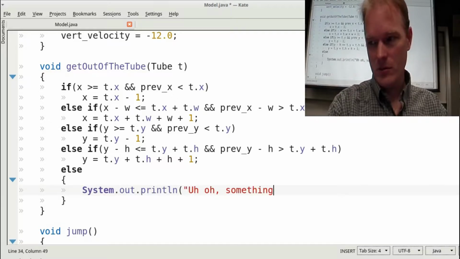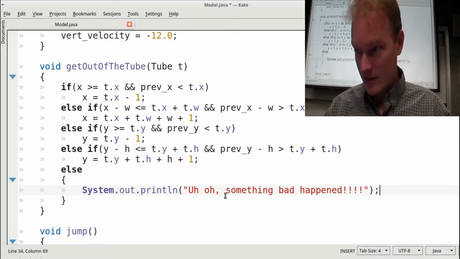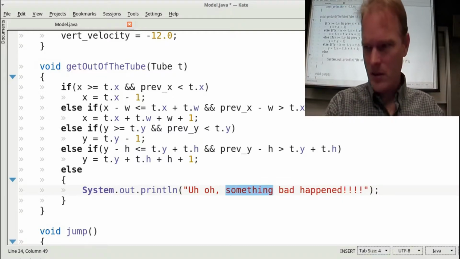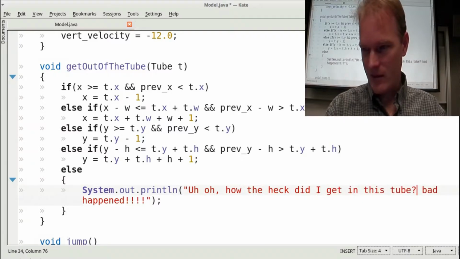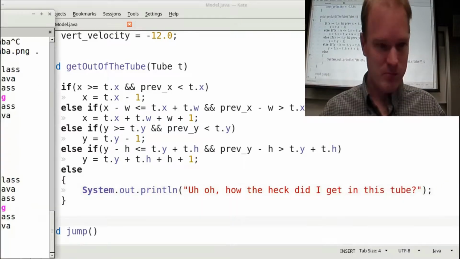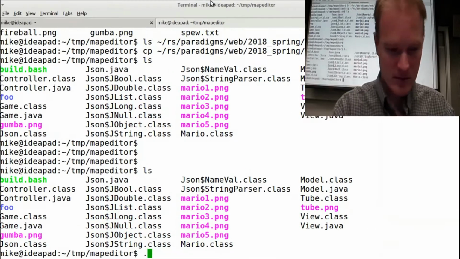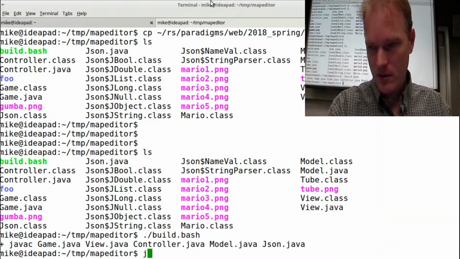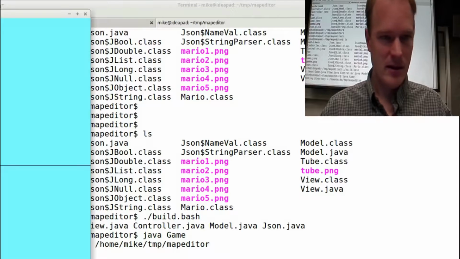Uh-oh, something bad happened. That's not a very informative message. How about, how the heck did I get in this tube if I was already in it? Shall we see if that fixed it? Let's build the game. Come on, let it work this time.